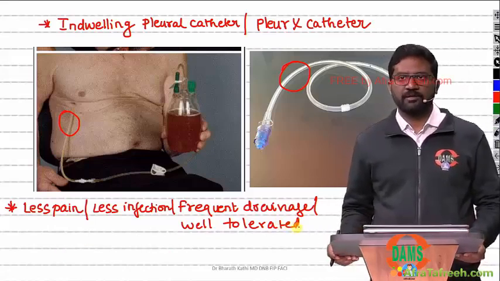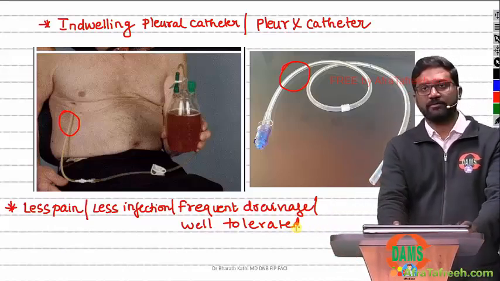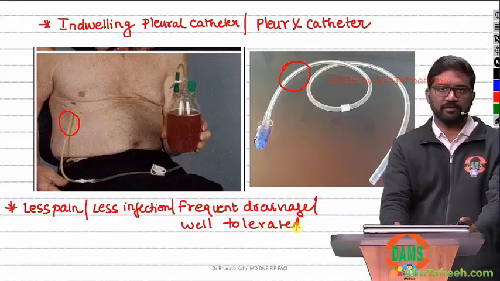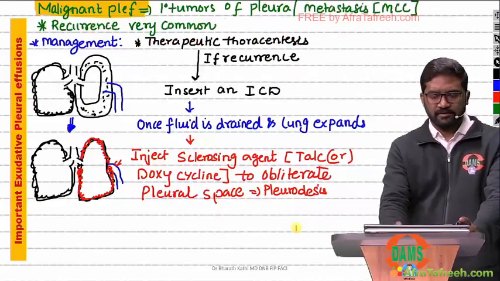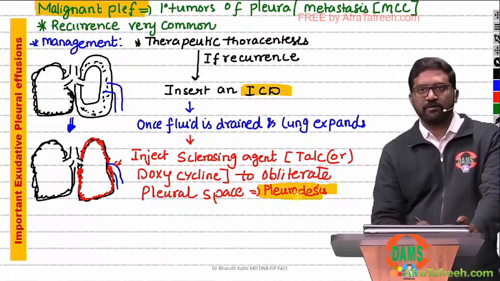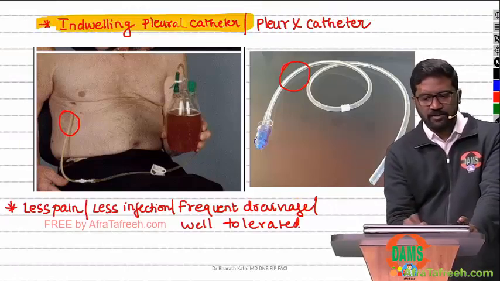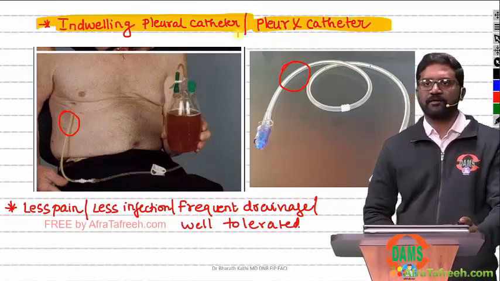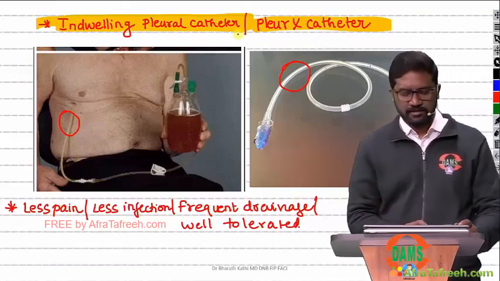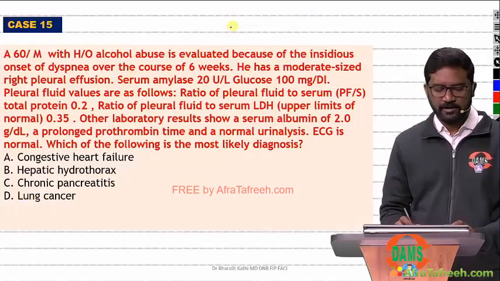So if somebody asks you what is the traditional method of management of malignant pleural effusion, your answer should be ICD pleurodesis. What is the recent method? It is the indwelling pleural catheter, also called as Ple323 catheter. Now let us see a question regarding this topic.